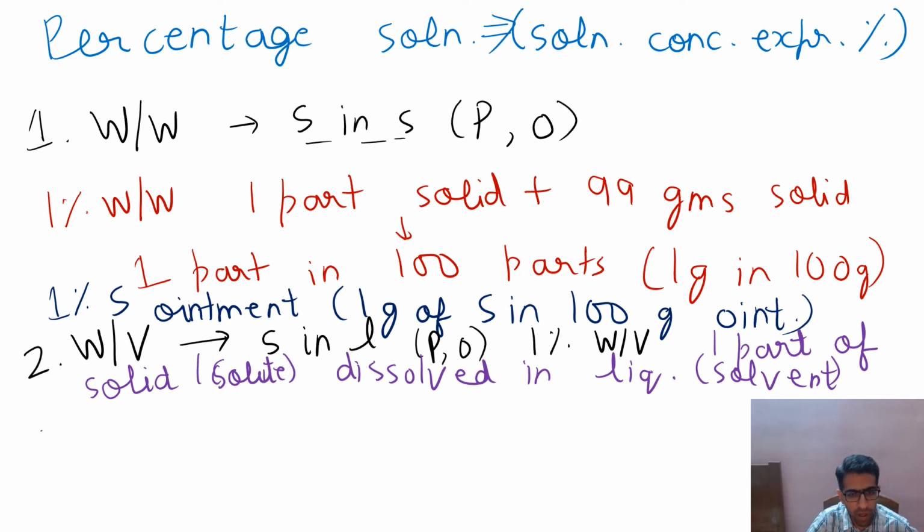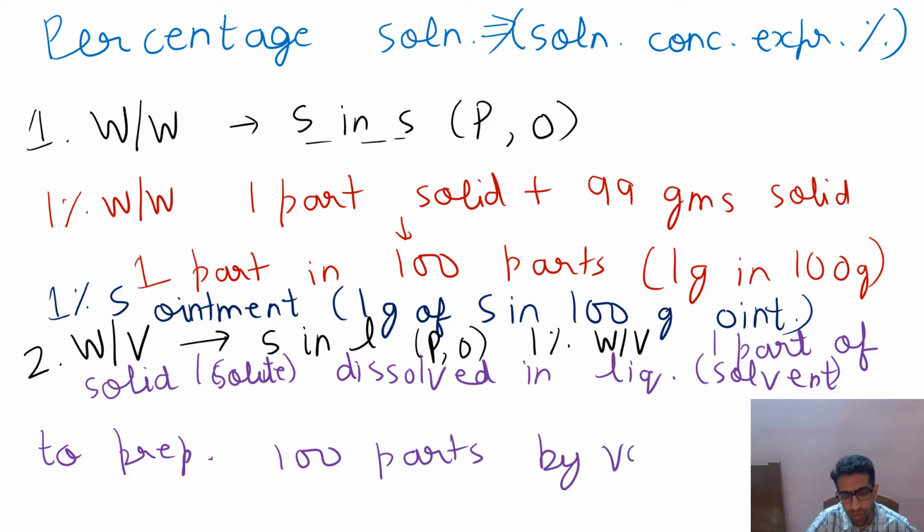To prepare 100 parts by volume of a solution. For example, 1 gram in 100 ml.